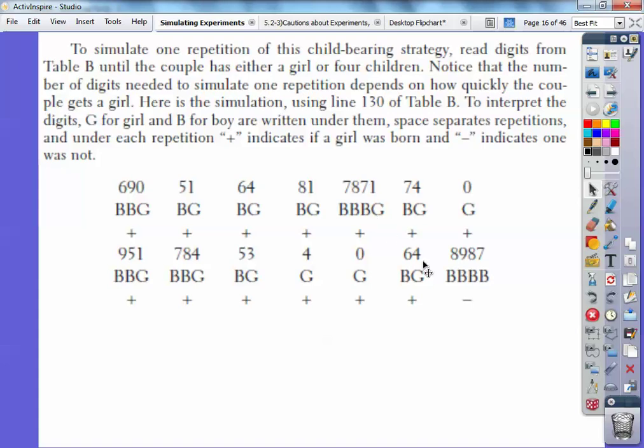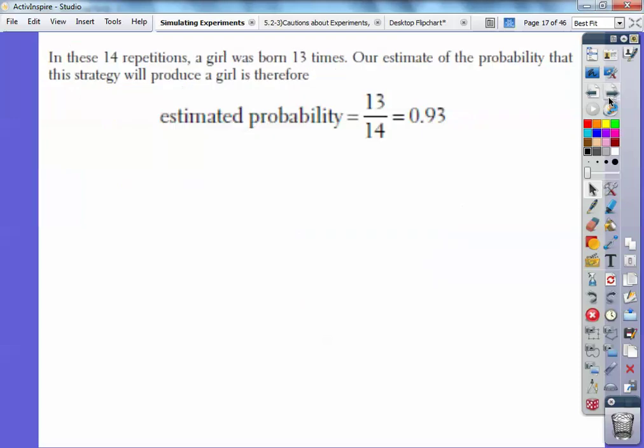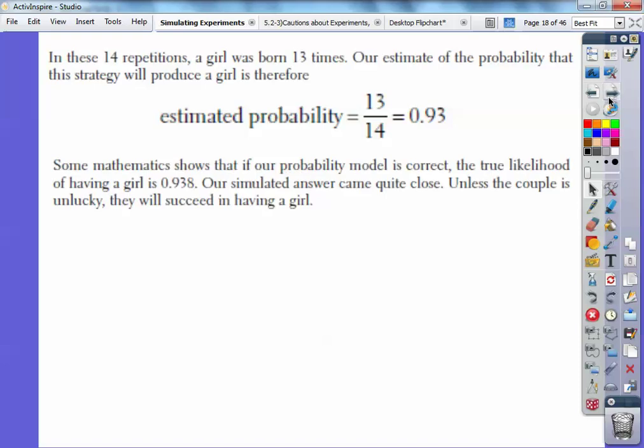They didn't finally get 4 boys until the 14th time, you guys. So what happens here is the estimated probability is 13 out of 14 times, which is about 93%. I'll show you later how to get the mathematics of this, but the true number on the probability ends up being about 0.938, so we got pretty close just with this one simulation in the back of the book.